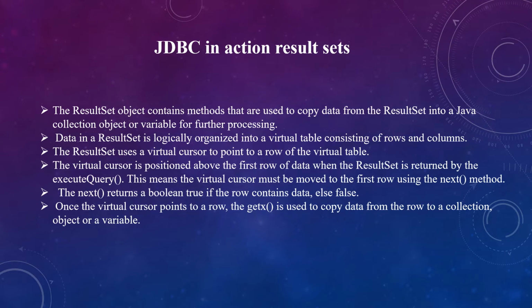Data in a result set is logically organized into a virtual table consisting of rows and columns. This result set uses a virtual cursor to point to a row of the virtual table. The virtual cursor is positioned above the first row of data. The result set is returned by the execute query. This means the virtual cursor must be moved to the first row using the next method. The next method returns a boolean true if the row contains data, else false.